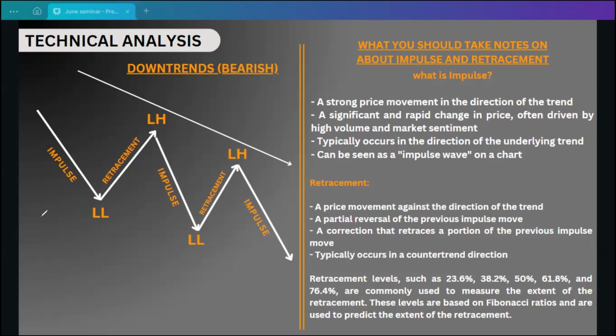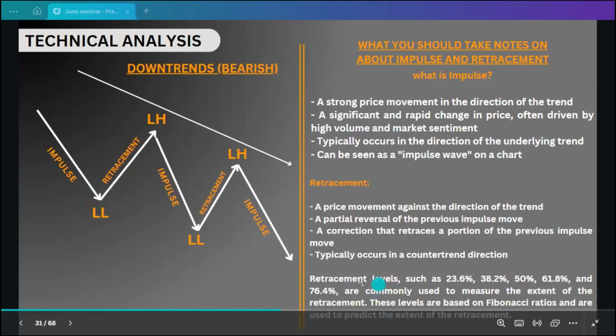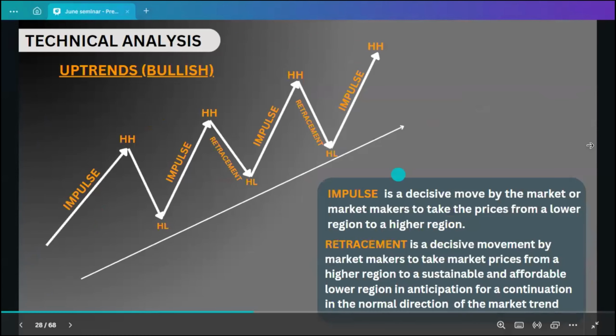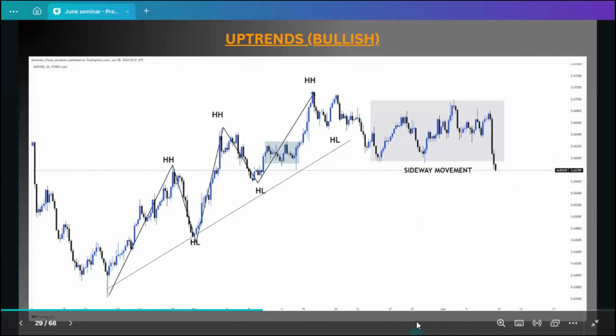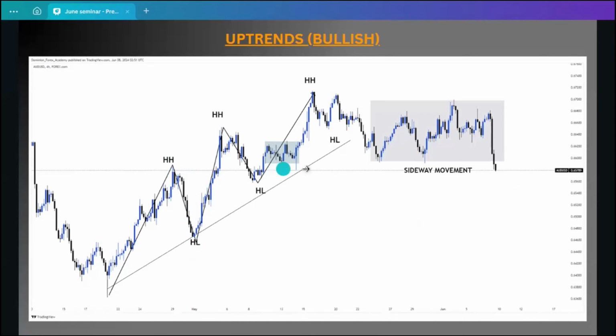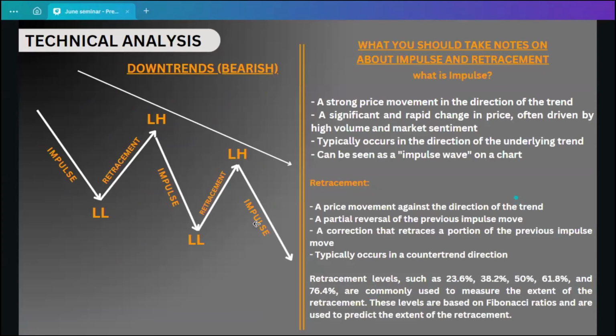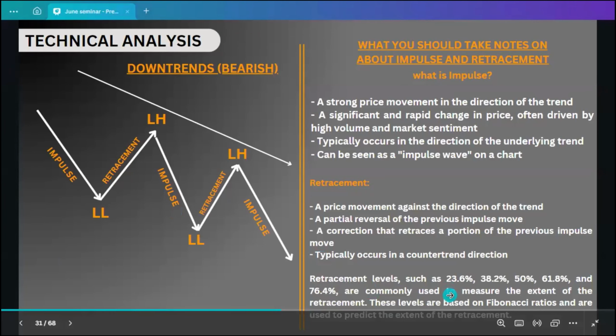in another video, I will show you guys how you can use retracement levels to identify your retracement. We have retracement levels such as 23.6%, 38.2%. That's if you want to spot your sustainable and affordable level. But I come back to the chart now. Let's take a brief look at the chart. Price dips to a particular level, always moving to a particular level. Now, how do I know the sustainable and affordable level moved by the market? The levels from 23.6 all the way to 76.4 are commonly used to measure the extent of the retracement.